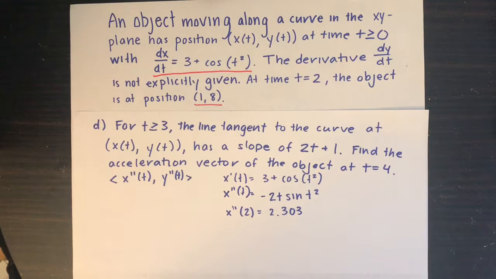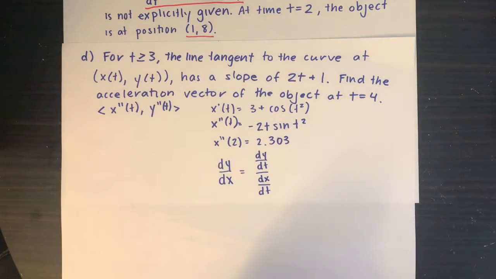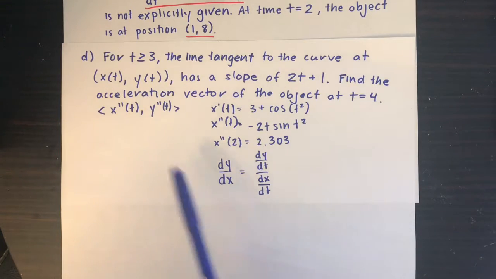This may seem a little tricky since we don't have y prime of t given to us, but if we use an identity kind of given in this problem, we can find it. So we know that dy dx equals dy over dt over dx over dt. In this problem, we are kind of given our dy dx, since for t greater than or equal to 3, the line tangent to the curve has a slope of 2t plus 1. And we already know the equation for x prime of t.